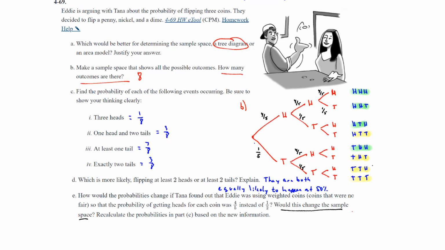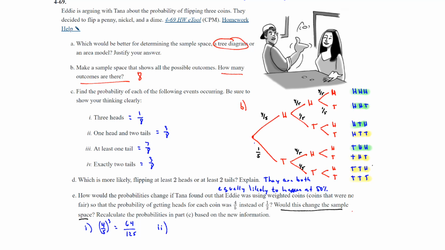The same things are going to occur, but we need to recalculate the probabilities. For example, on the first one, it wants 3 heads. That would be 4/5, 4/5, and 4/5 instead of 1/2 times 1/2 times 1/2. So now 4/5 times itself 3 times would be 64 over 125. That would be your new probability, which is completely different than what we had before. Last time we had 1/8. Now we've gone from 1/8 to the probability being over 50%.